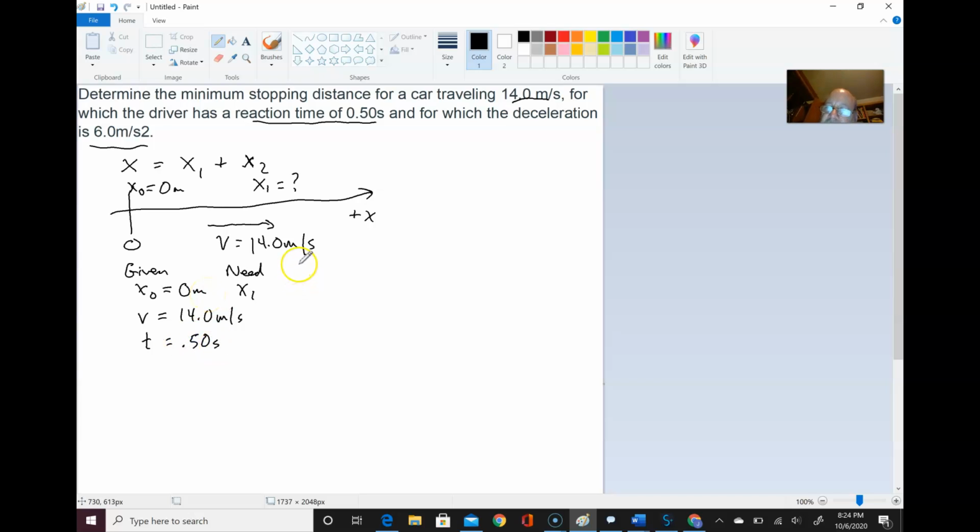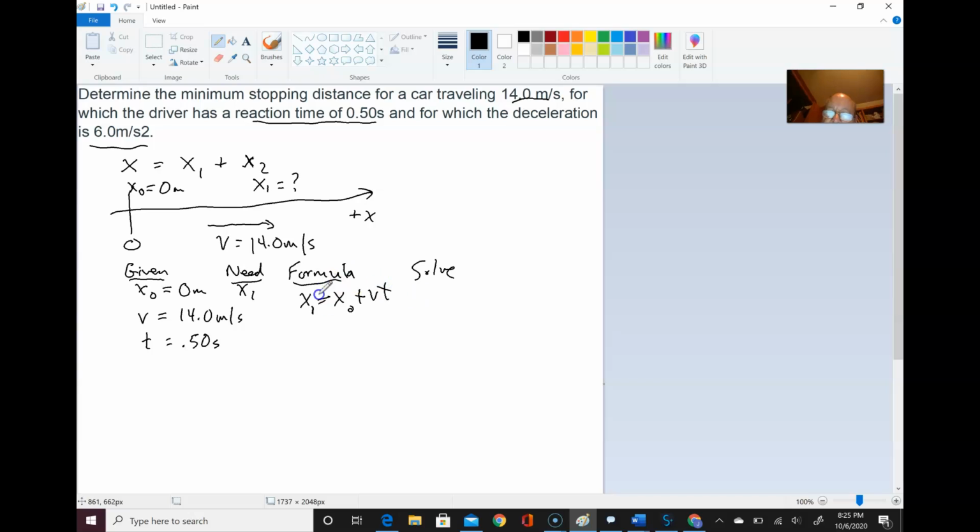To find a formula, I start asking my questions. My first question is, do I have time or do I need time? I do have time. I don't need to find time, but I have time. So I can't use that last formula, v squared equals v0 squared plus 2a times (x minus x0). My second question is, do I have an acceleration or do I have a constant velocity? My answer is I have a constant velocity of 14.0 meters per second. Therefore, I have to use x equals x0 plus vt to find that distance, and we're going to say that distance is x1.